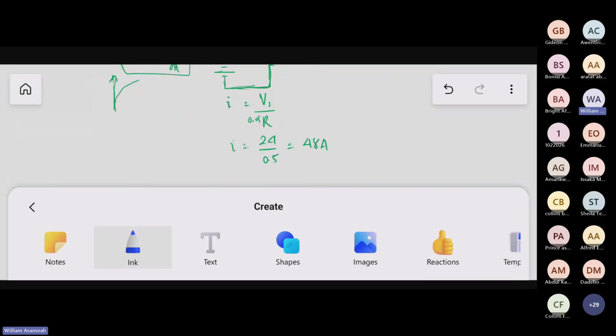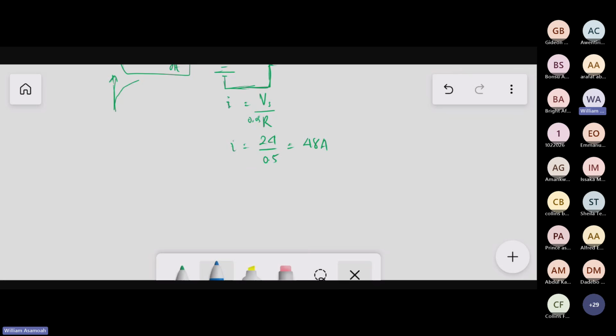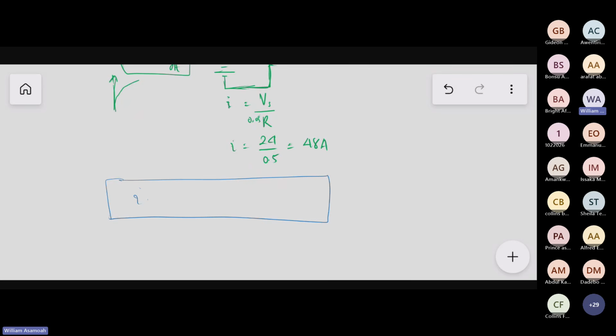So the amount of inrush current you have flowing through a conductor depends on the resistance of the wire. Please, do we understand?